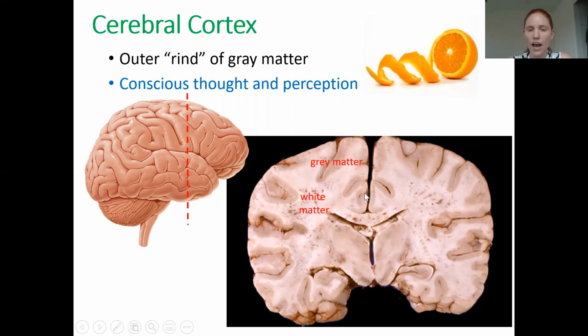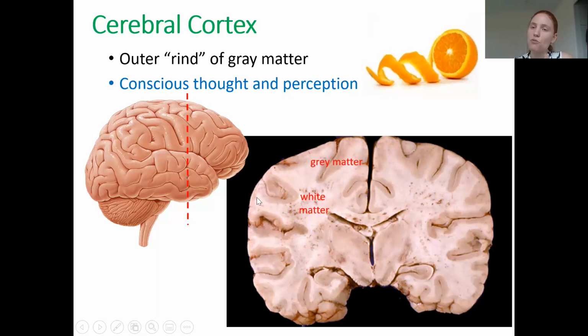Okay, so we're looking at the cerebral cortex. That's that outer part right there. That is important because that is where all of your conscious thoughts and perceptions occur. So anything that you are aware of, so sensory input that you have perception of, or conscious movements, anytime you're moving skeletal muscles, those would all originate from the cerebral cortex. Again, that's just that outer part that makes up the gray matter on the very outside.